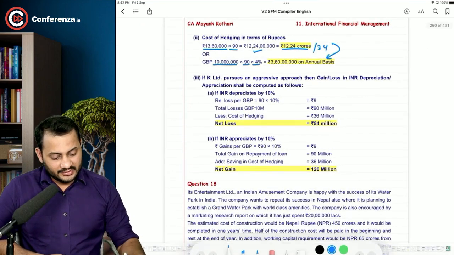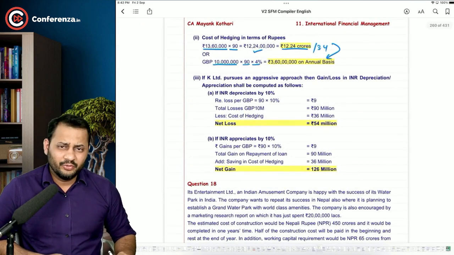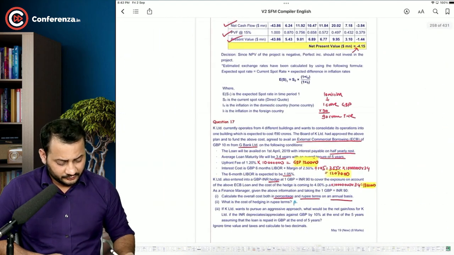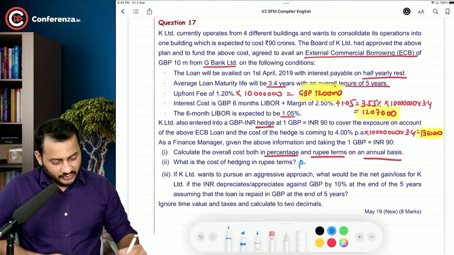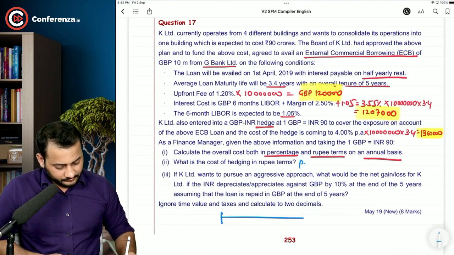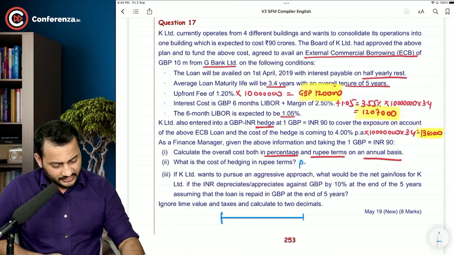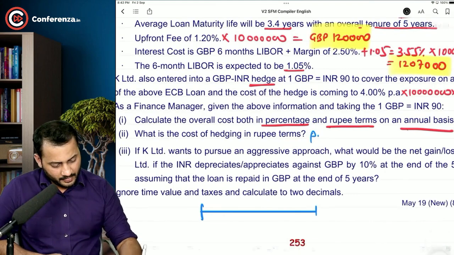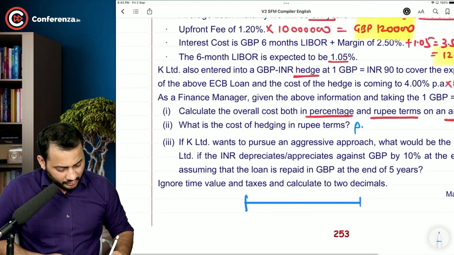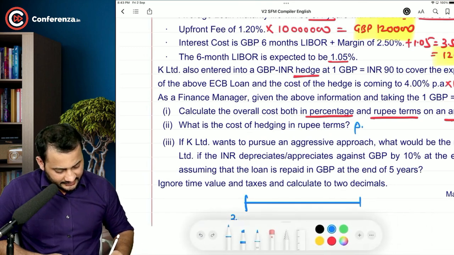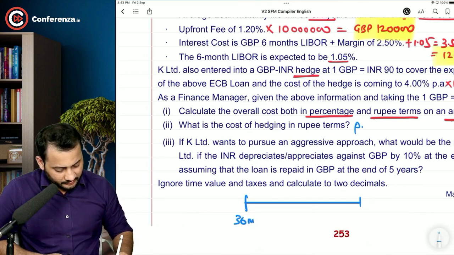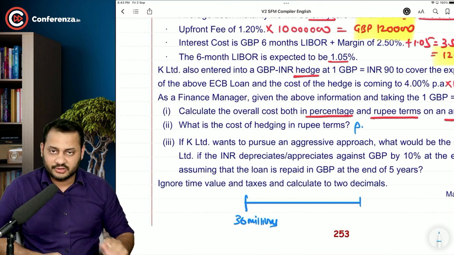Now the third part is interesting. Why did you take the forward contract? I will tell you. Go with the logic of this. See, how much was the 36 million? I think 3 crore 60 lakhs. So hedging cost to you is 3.6 crore, or we can say 36 million if we talk about million. This is the hedging cost, right?